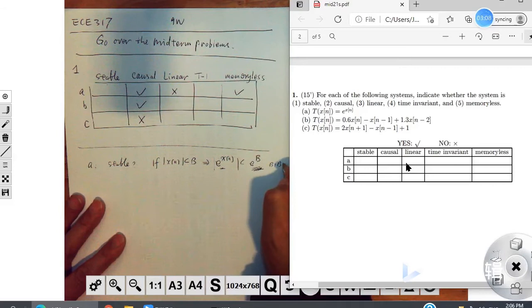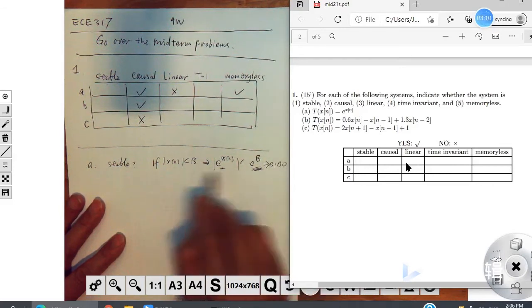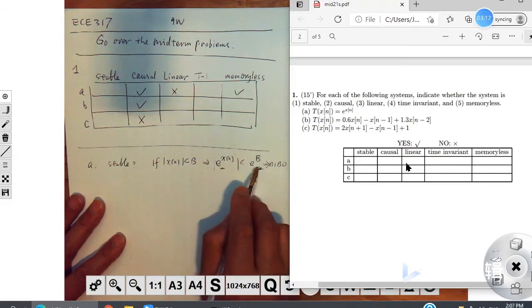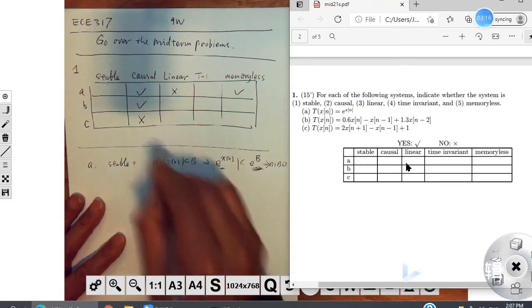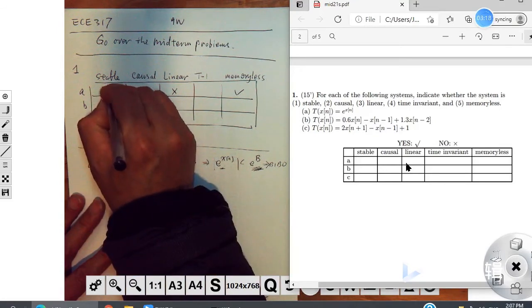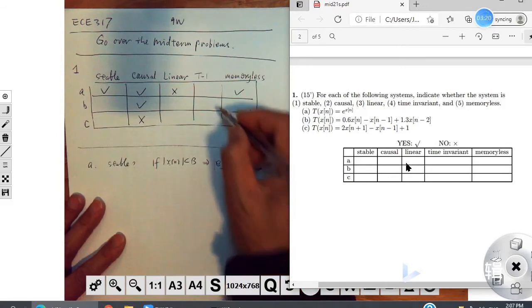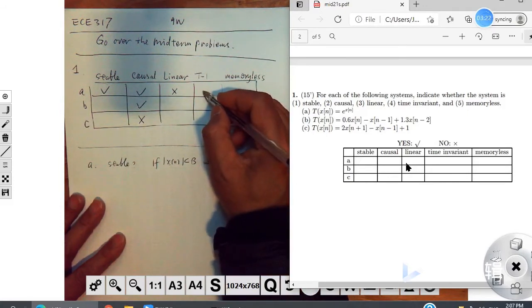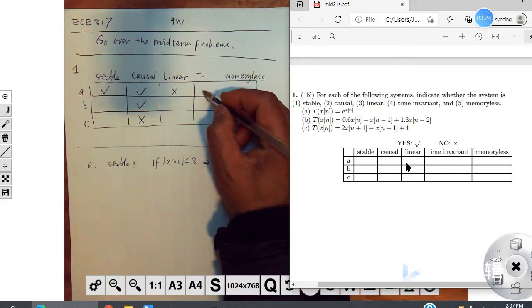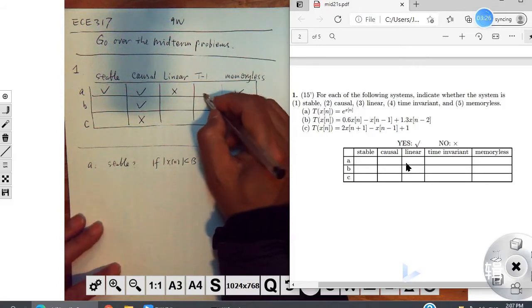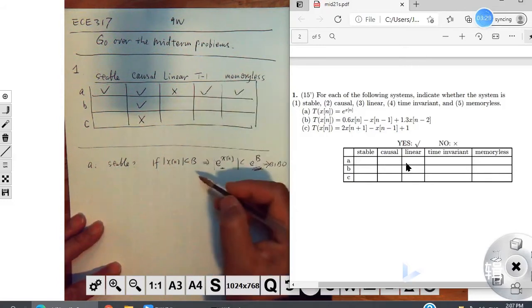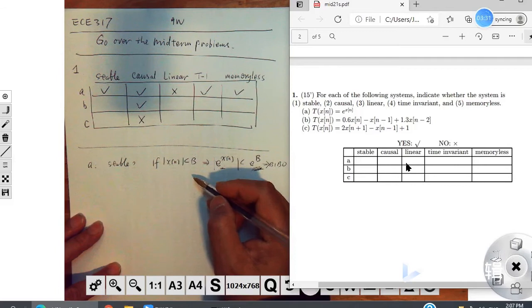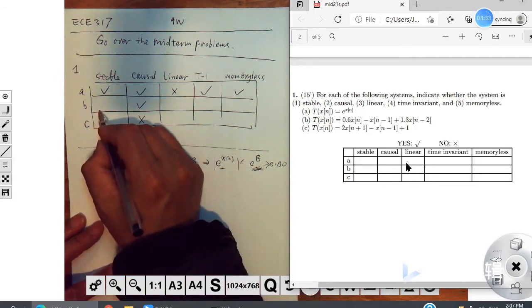Bounded input gives you bounded output. If the input is bounded, the output is also bounded. The bound is different, but it is bounded. So this is stable. And time invariant: if we shift x, then the output is also shifted, right? This is also time invariant. Then for B.